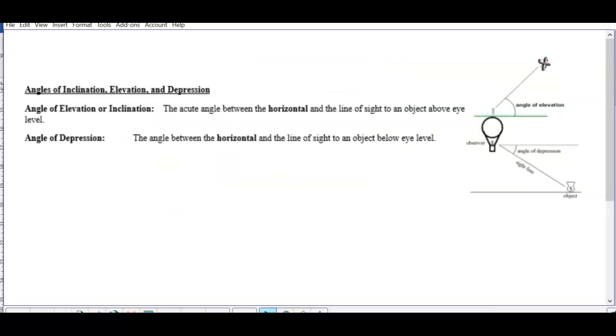Angles of inclination, elevation, and depression. So those are some words that you have to know. Angle of elevation or inclination, that's the acute angle between the horizontal and the line of sight to an object above eye level. Okay, so here's your person, your eye, and if you put your hand out horizontally and you're raising it up, that's the angle of elevation or inclination. And then angle of depression is from the horizontal down. So here down. Okay. So you do need to know those words for the application questions that we may end up doing.